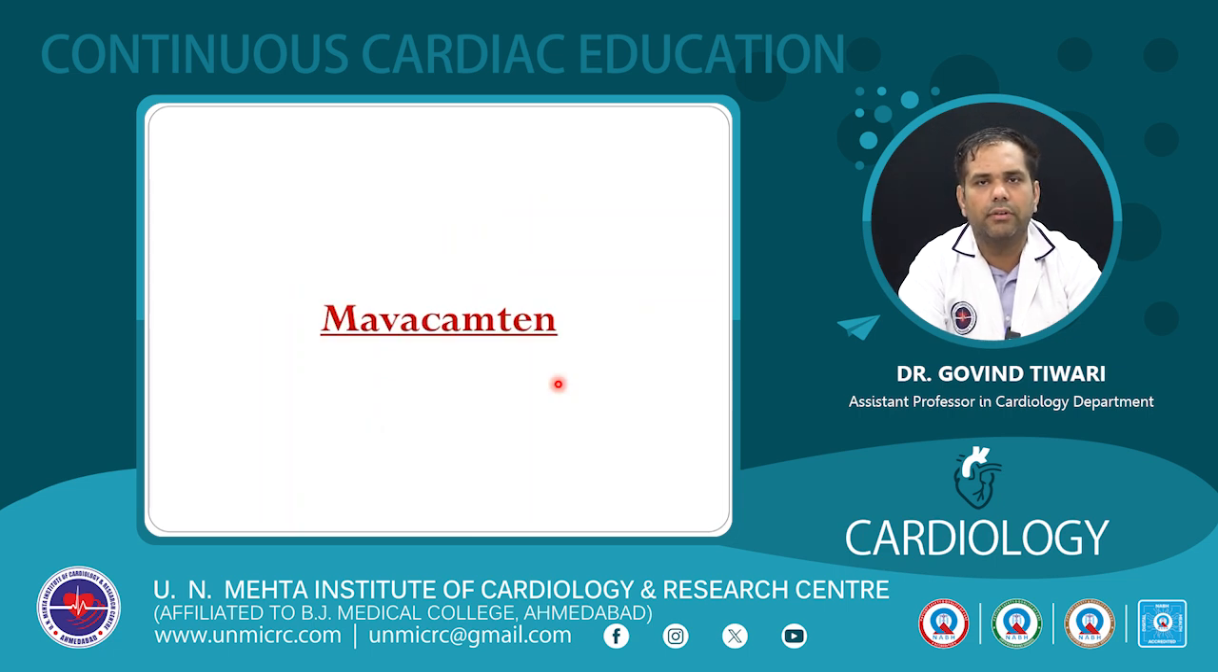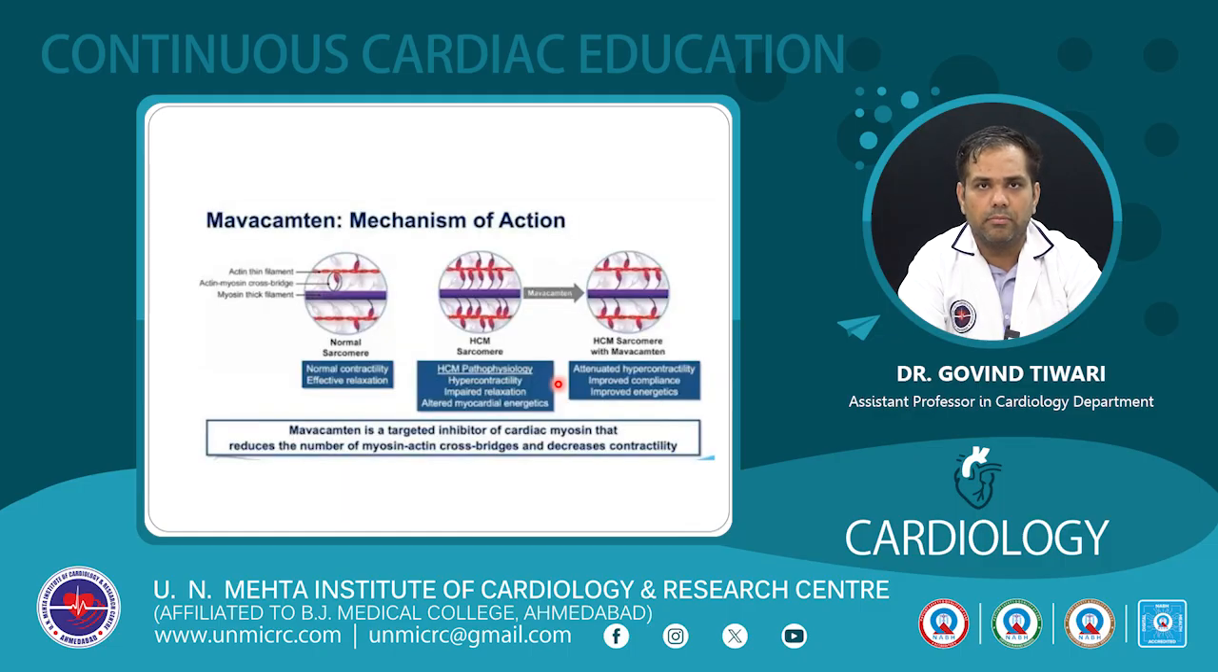Mavacamten, a cardiac myosin inhibitor. This is the structure of a sarcomere. This is a normal sarcomere. As you can see, there is the actin thin filament, the actin-myosin cross bridges, and the myosin thick filament.